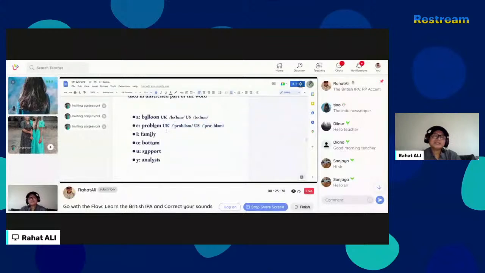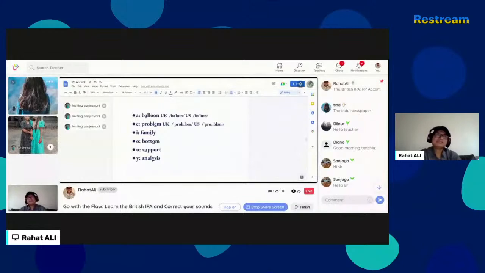Okay, next word. Can you see this word? Problem. Say it again. Problem. Problem. We are stressing on B. Problem. Remember, each and every word has a stressed part, and we have to just stress on there. Stress means you are going to press on that letter.